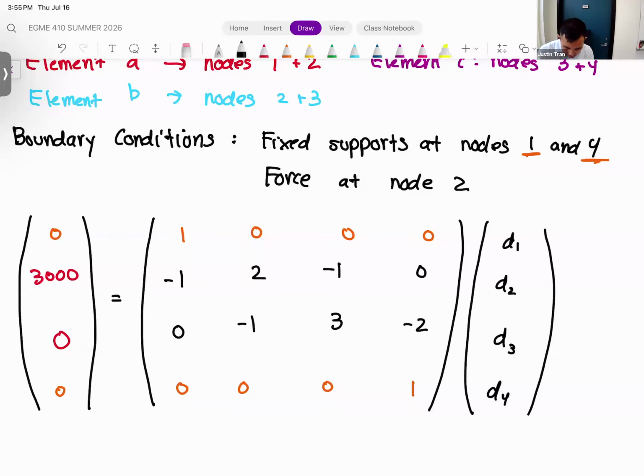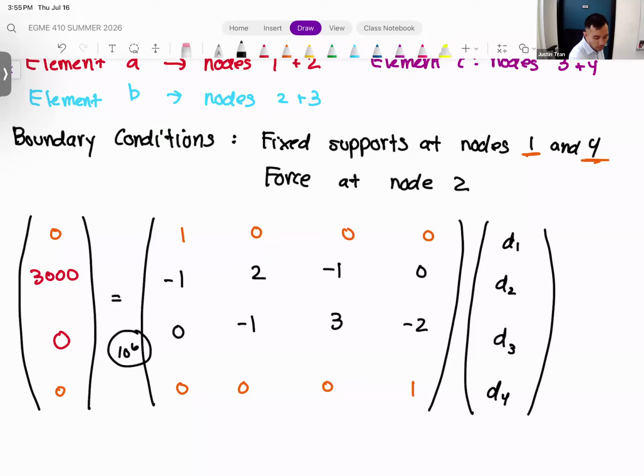Oh, we can't forget. Remember, we factored out that 10 to the 6 from the beginning as well, so don't forget to put that in there. All right, so now we are good. We've applied all of our boundary conditions and assembled everything. Now we're all set to solve, right?